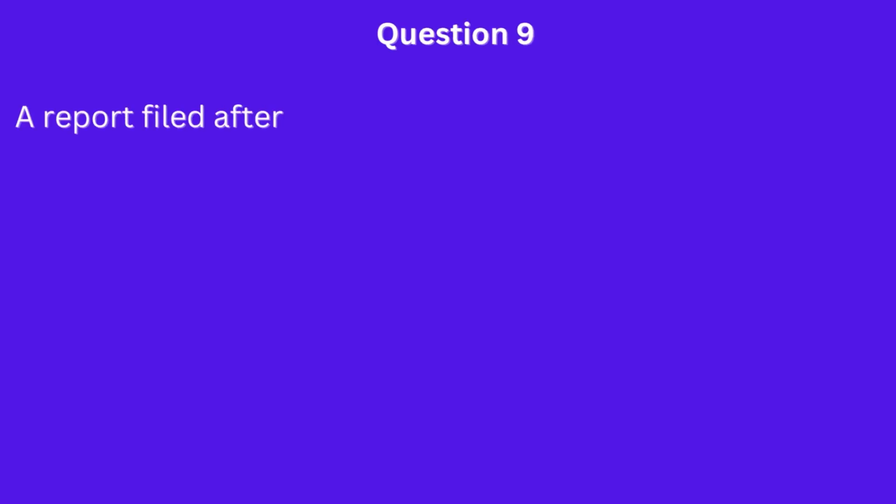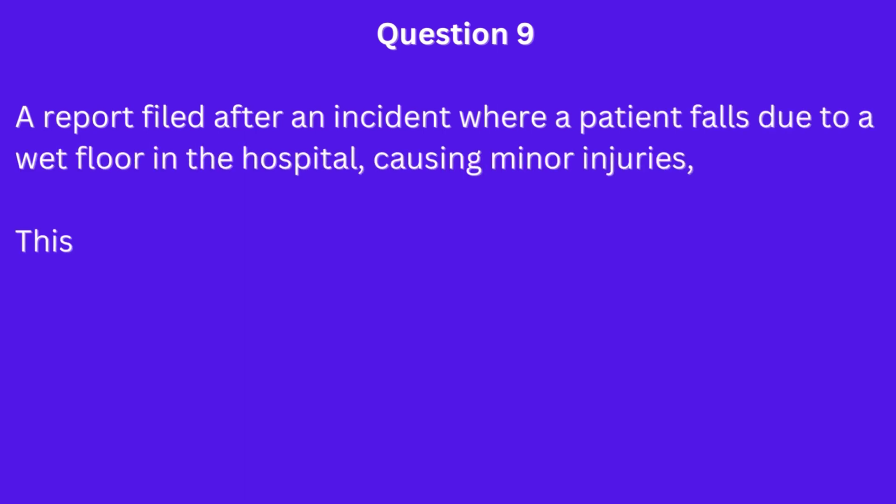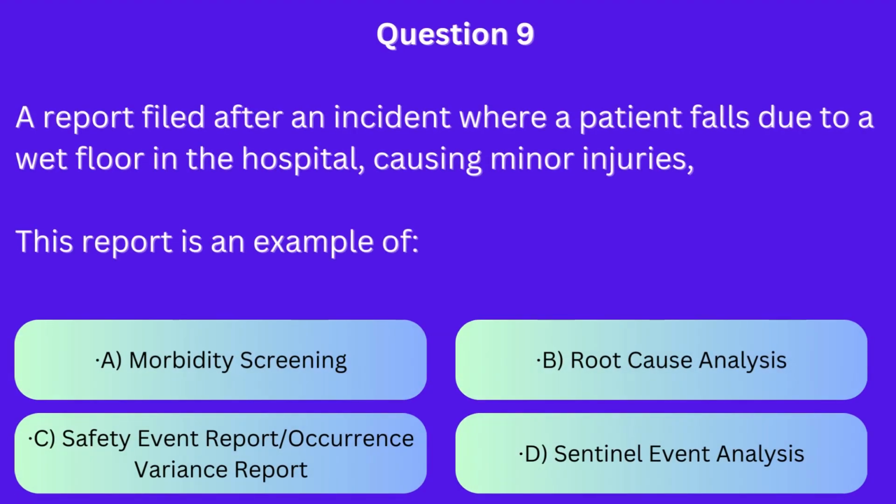Question number 9. A report is filed after an incident where a patient falls due to a wet floor in the hospital, causing minor injuries. This report is an example of A. Morbidity screening, B. Root cause analysis, C. Safety event report or occurrence variance report, OVR, D. Sentinel event analysis. The correct answer is C. OVR is filed for undesired incidents affecting patients or the hospital environment, like a patient fall due to a wet floor, which is consistent with this definition.